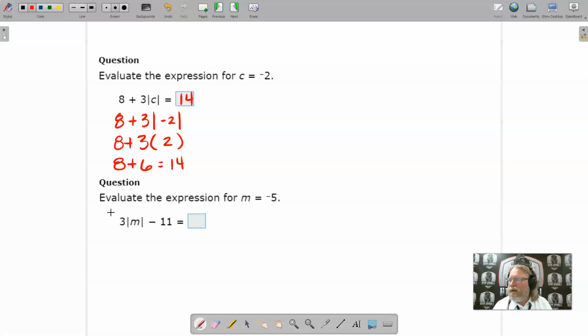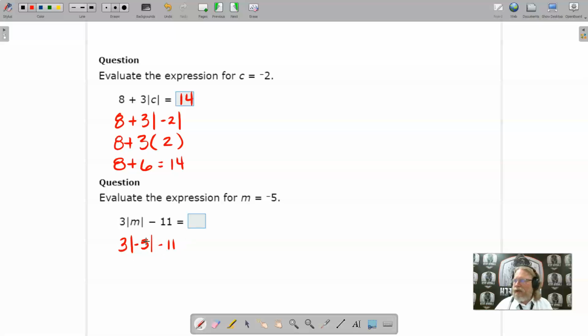On this next one here, it says evaluate the expression for m equals negative 5. So I have 3 times the absolute value of m minus 11. So I'm going to rewrite this 3, bring down my absolute value symbols, substitute in the value of negative 5, and let's bring down the minus 11.